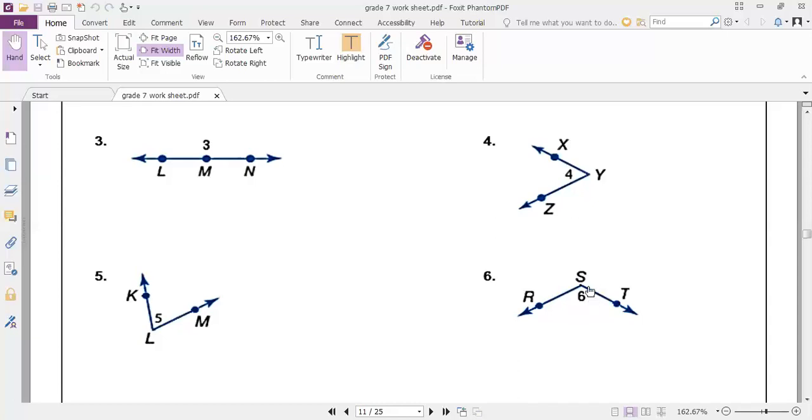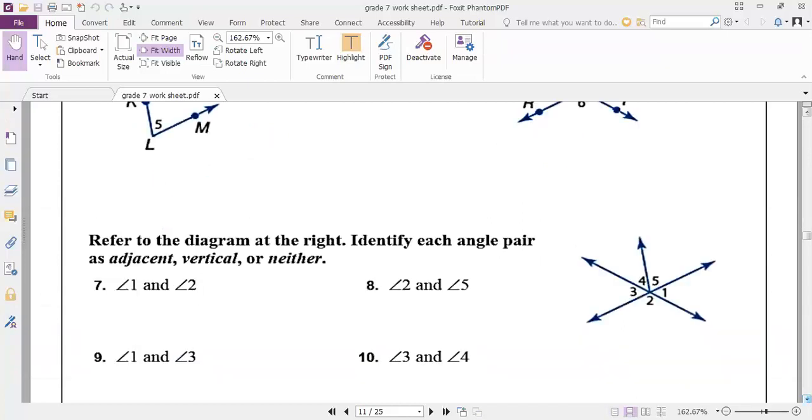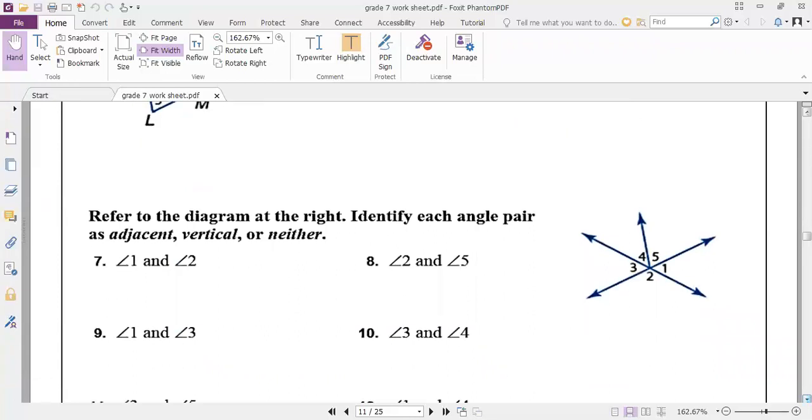This is 90 degrees. This angle is bigger than 90. So angle 6 here is bigger than 90. Because this angle is bigger than 90, this angle is an obtuse angle. I need you now to look into the opposite figure, refer to the diagram at the right.